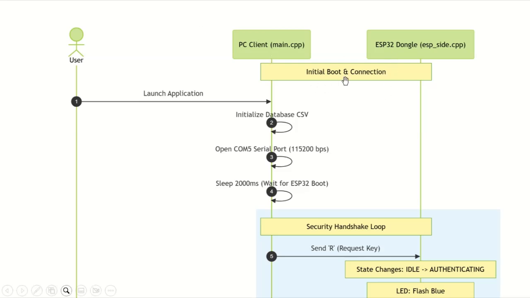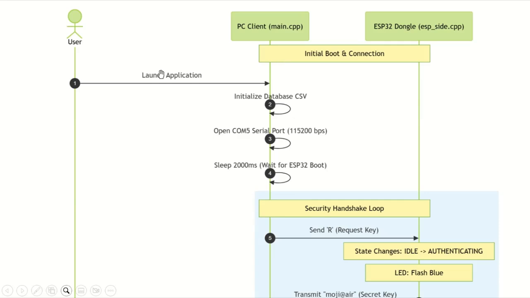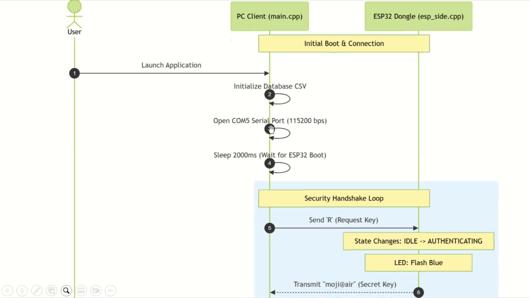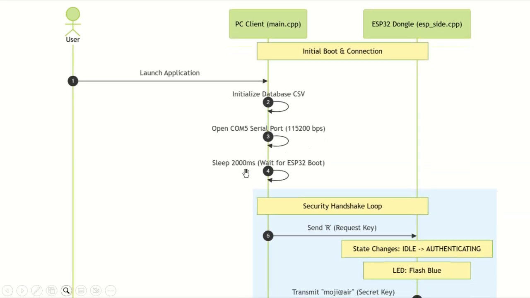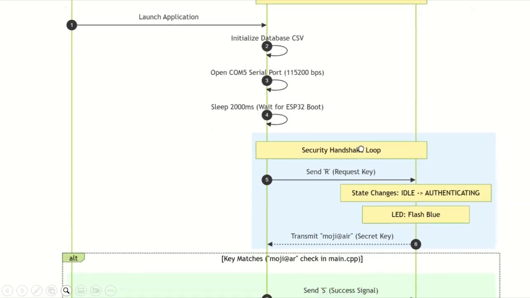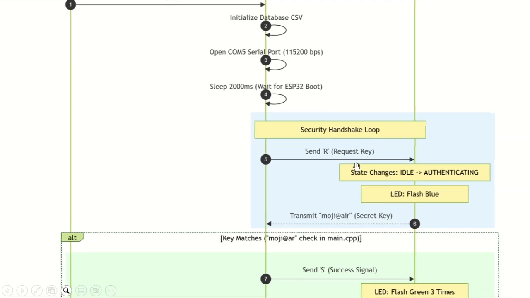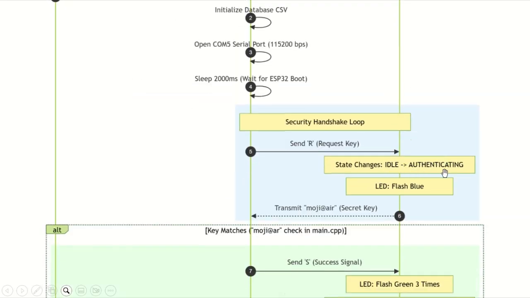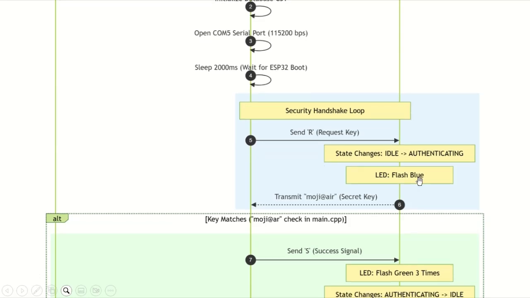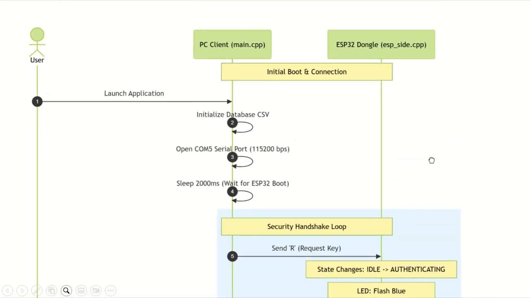Initially we boot the connection, and we always initialize the CSV. The application is launched by the user. We open the COM port, which will be COM5 or COM9 according to our PCs. We use the baud rate 115200 bits per second, and we wait for 2 seconds for the ESP to boot. The first handshake loop will run, and we will send an R, a request key. If the ESP32 receives it, it will set its state to authenticating state and will flash a blue light once. Then it will send the key which was stored in the ESP32.